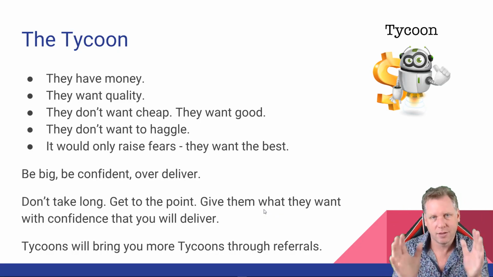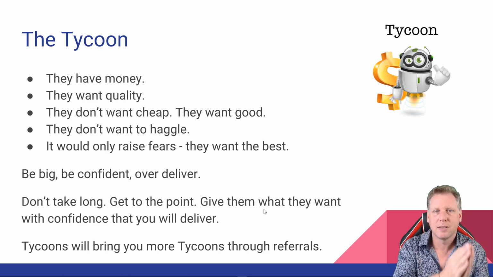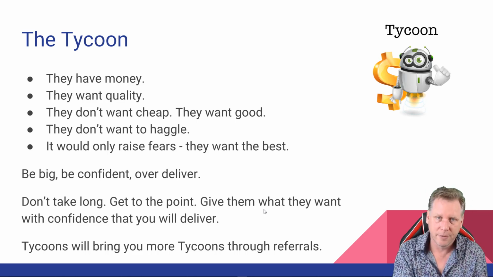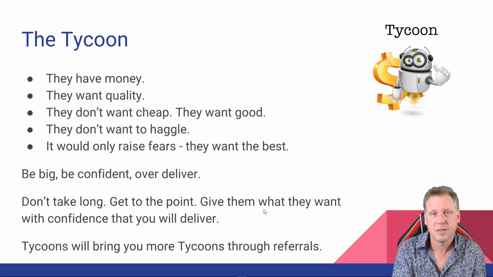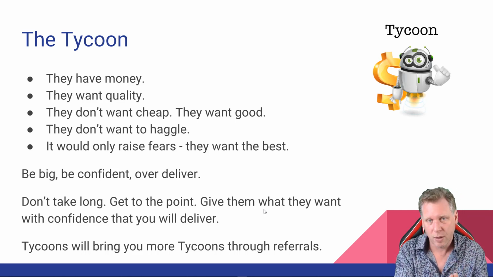We love tycoons. Tycoons are normally affluent. They normally have money. They don't want to haggle. They want service. They want quality. They want gold-plated delivery. These people want to hear your promise and they want to see you deliver. In fact, if you offered this person a discount code, they'll probably walk away. That's not what they want.